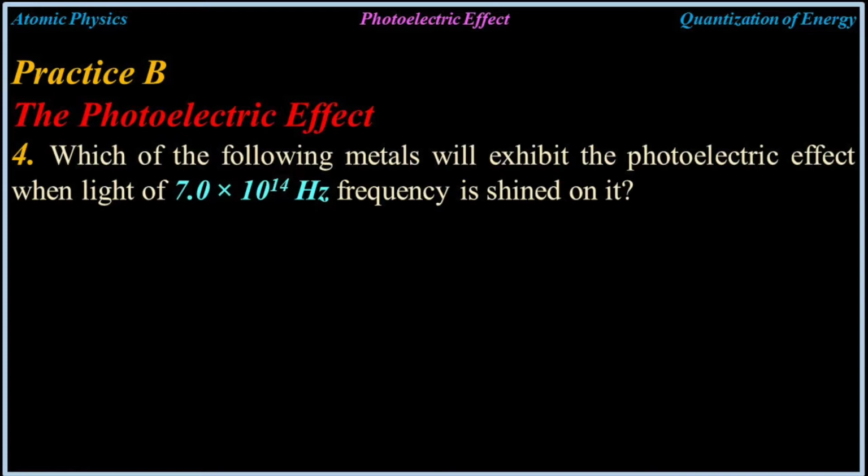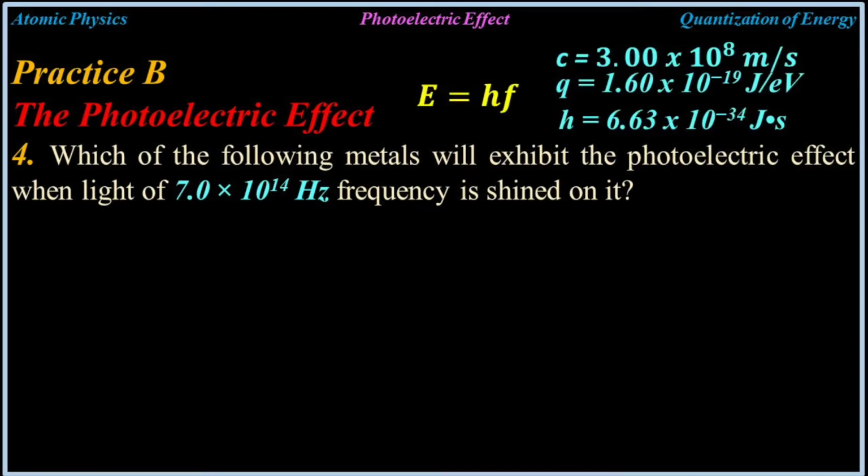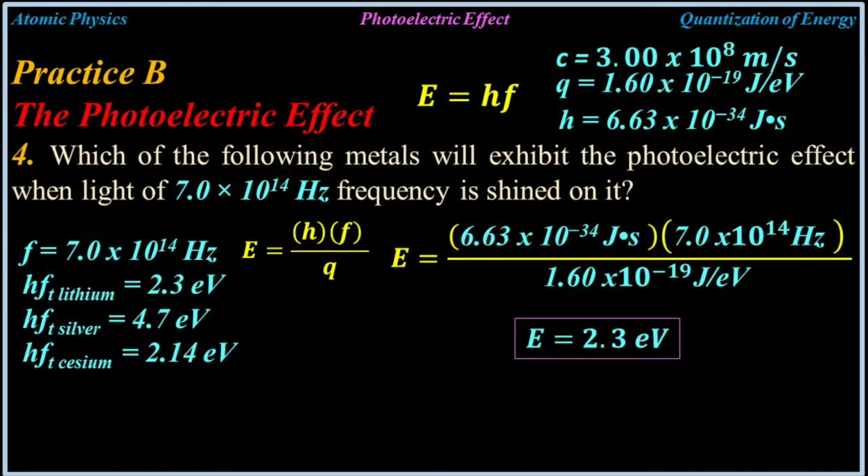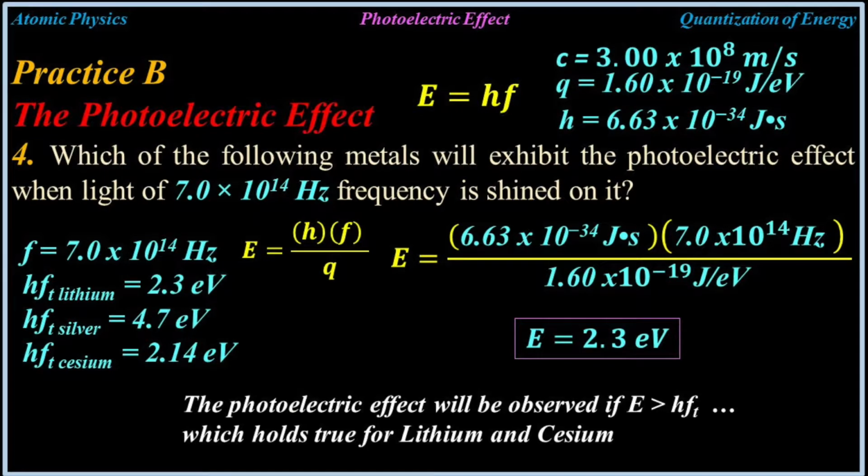Which of the following metals will exhibit the photoelectric effect when light of 7 times 10 to the 14th hertz frequency is shined on it? All right, that's what we need. Given and the equation. There are some givens. I have the hf_t for lithium, silver, cesium. So let's just do the calculation and see which value works. How do you know what value works? Have you been paying attention out there? The photoelectric effect will be observed if E is greater than hf_t. So that's your answer. E is greater. Now, this will hold true for lithium and cesium.